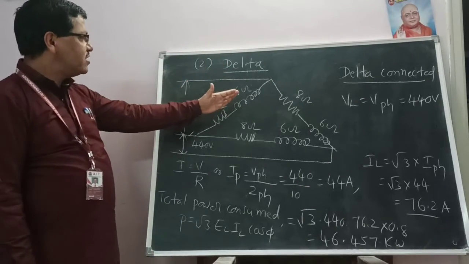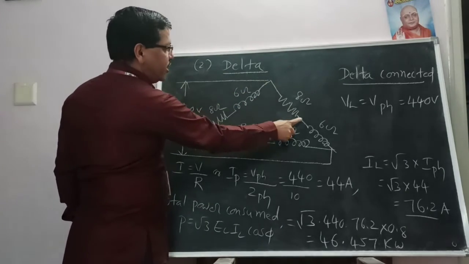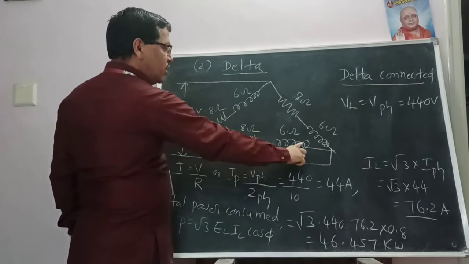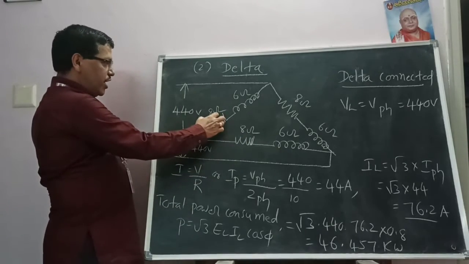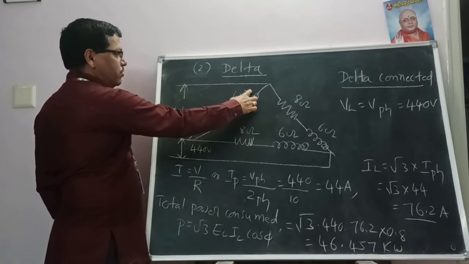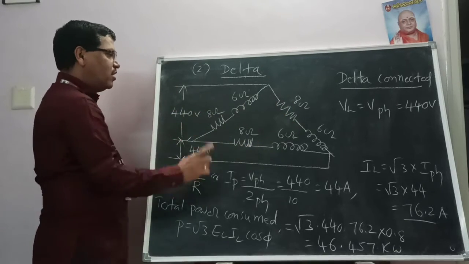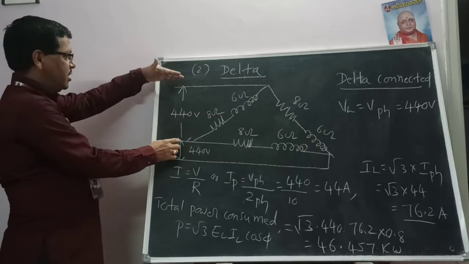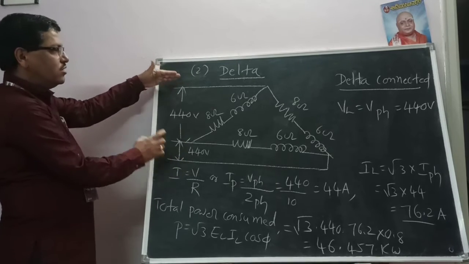Now this is the delta connection. As usual the impedances are connected like this: finishing end of one coil is connected to starting end of another coil. The resistance value is 8 ohms and the inductive reactance value is 6 ohms in each phase. This is the first phase, the second phase, and the third phase. As given in the problem, the line voltage is 440 volts, again here 440 volts, and the third also 440 volts.